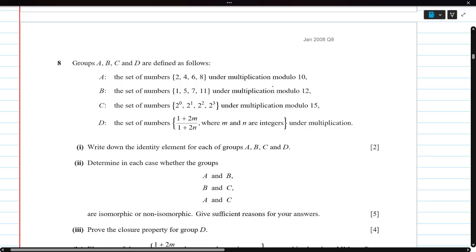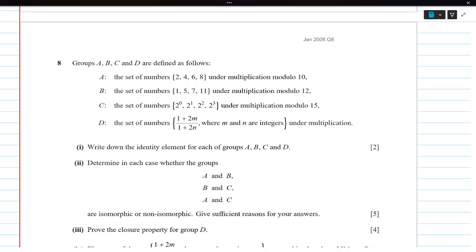New question. This actually looks interesting. I don't think I've seen something like this ever before. Groups A, B, C, D are defined as follows. Write down the identity element for each group A, B, C, D. The set of numbers 2, 4, 6, 8 on the multiplication modulo 10. So this can either be a Klein 4 group or a cyclic group. I think it's going to be a cyclic group.